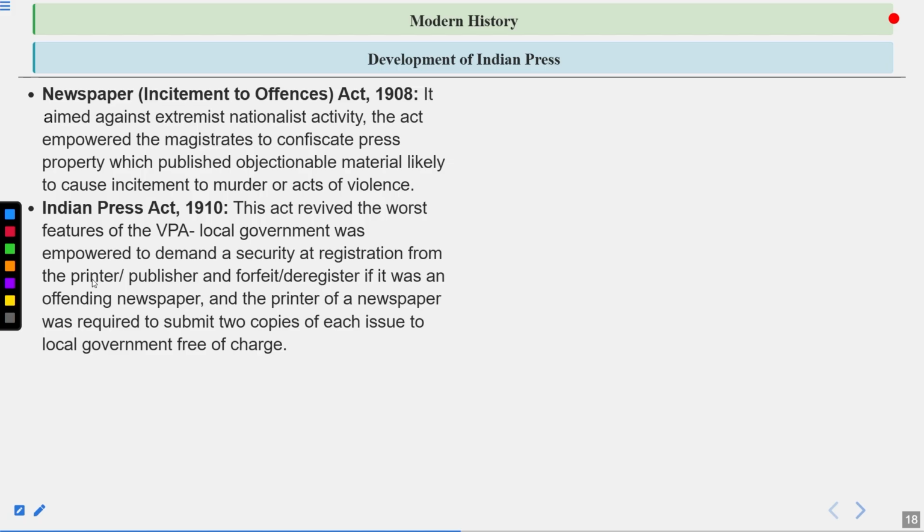Then comes the Indian Press Act, 1910. This act revived the worst features of the VPA. Local government was empowered to demand security at registration from the printer and publisher, and to forfeit or deregister if it was an offending newspaper. The printer of a newspaper was also required to submit two copies of each issue to the local government free of charge. So this is another act with relation to the press, and these things had to be done with the local government.